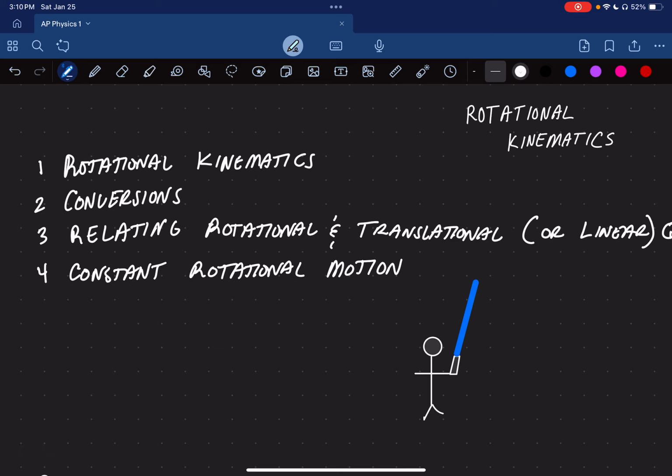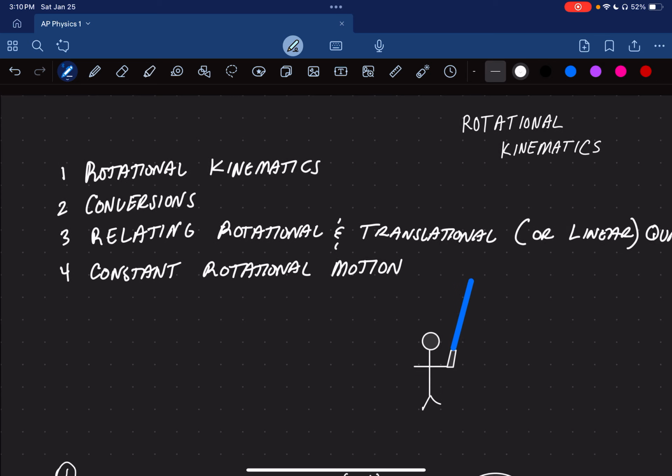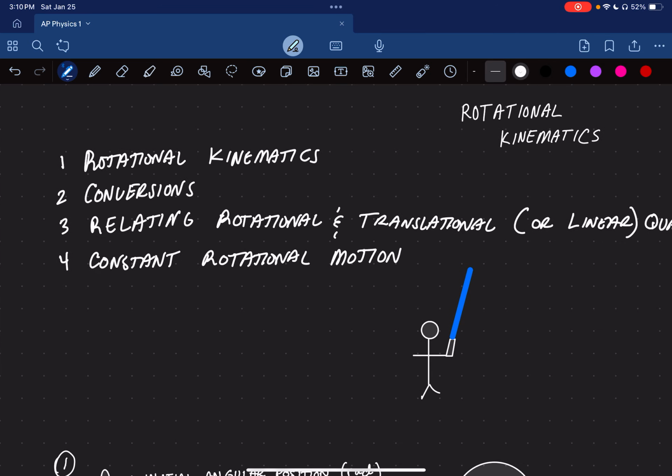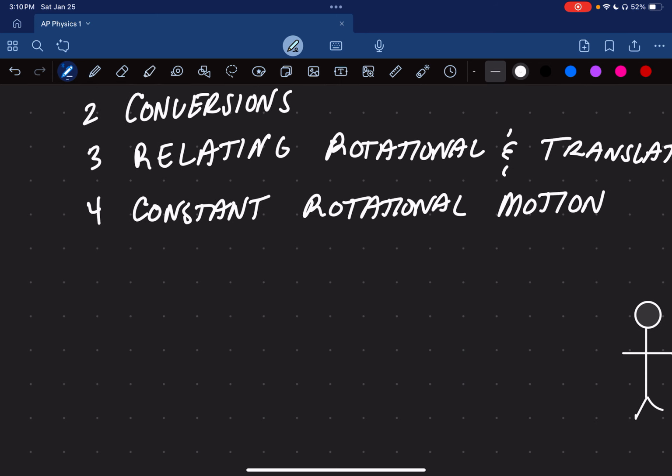So an object that's rotating uniformly. It's not speeding up or slowing down its rotation. So just to start off with what rotational motion is versus translational motion.